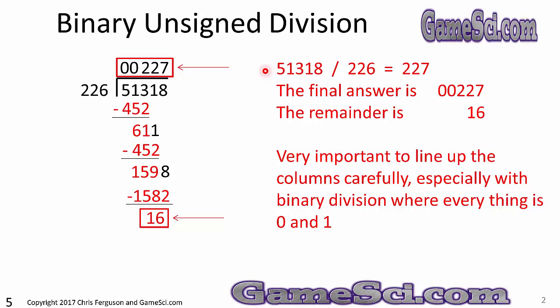51318 divided by 226 is 227. The final answer is 227. The remainder of this division is 16. Here's the remainder down here. Here's the answer up there. Very important to line up the columns carefully when doing division, especially binary division, where everything's going to be a 0 and 1, and there are going to be a lot more digits.